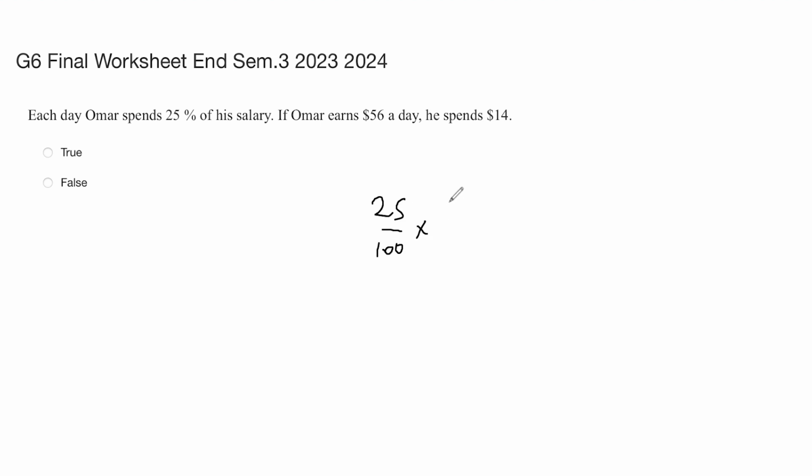What is Ali's birthday? Is a statistical question. Actually, this question we are not using to collect data or to make any survey. So the answer is false. Each day, Omar spends 25% of his salary. If Omar earns $56 a day, he spends $14. 25 over 100 times 56 over 1. You can simplify. So it would be here 1, here 4, then here divide by 4, 1, divide by 4, it's 14. The answer is 14, which is true.